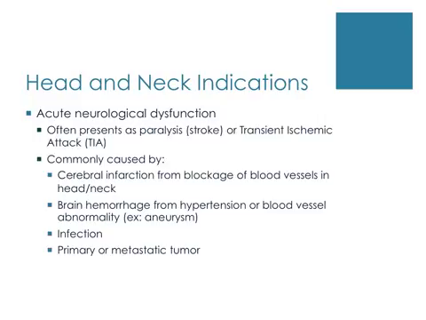This often presents as paralysis or stroke, or as a transient ischemic attack, which we will be referring to with the abbreviation TIA. The neurological deficit can be commonly caused by cerebral infarction from blockage of blood vessels in the head and neck, by spontaneous brain hemorrhage or bleed from hypertension, or blood vessel abnormalities. An example of this would be an aneurysm. It is also commonly caused by infection or by primary or metastatic tumor.